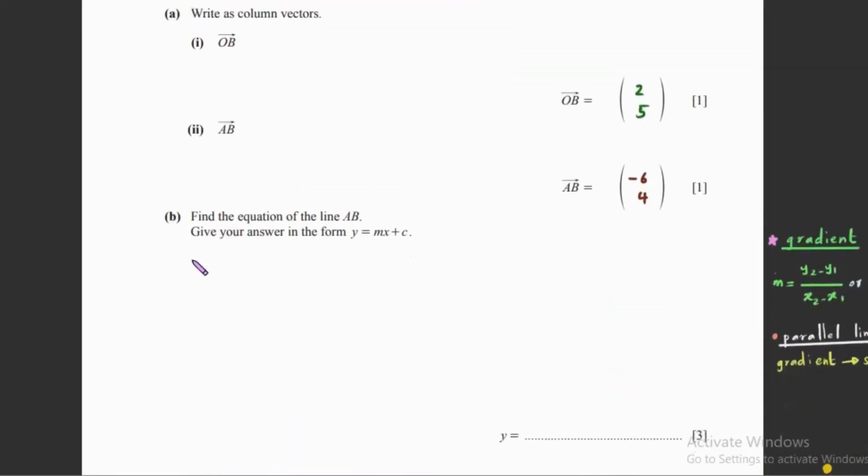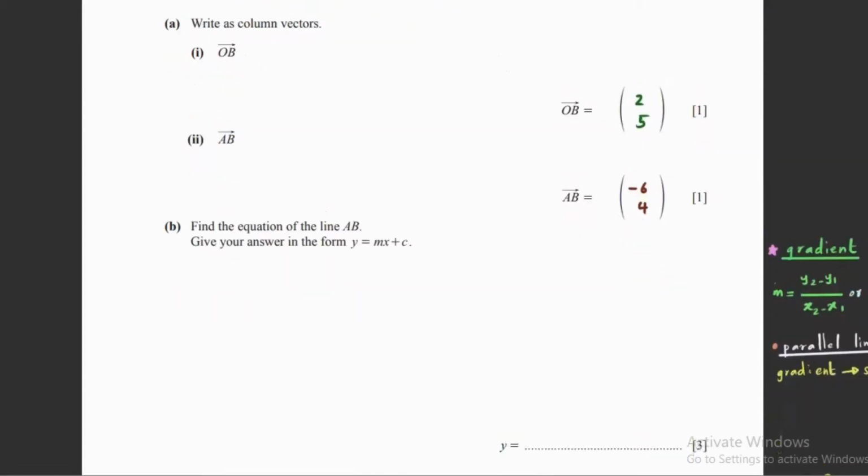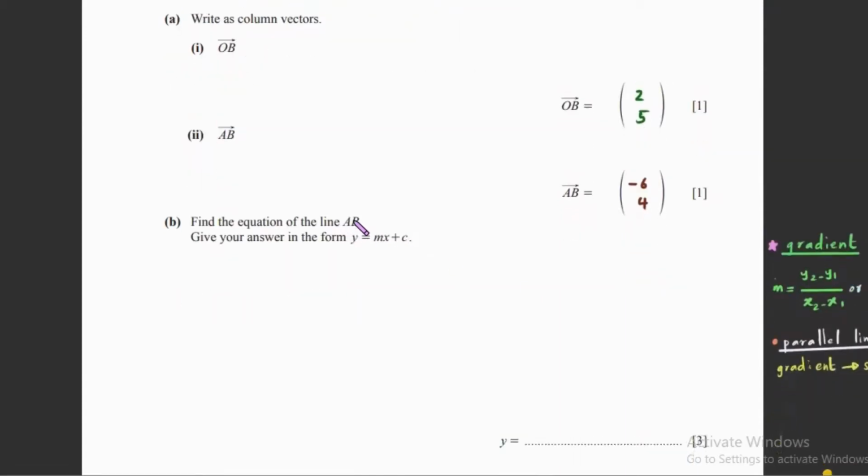The next one is to find the equation of the line AB. So the equation of the line AB means the 2 points connected are A and B. So we need to make use of the coordinate points A and B. Point A is given to us as 8, 1, and point B is given to us as 2 and 5. We are going to label this as x1, y1, x2, y2. Before we substitute into the equation, we need to find what m and c are. So we are going to find the gradient first.